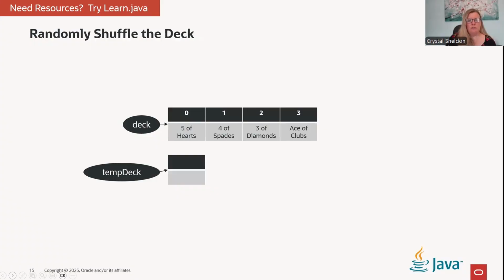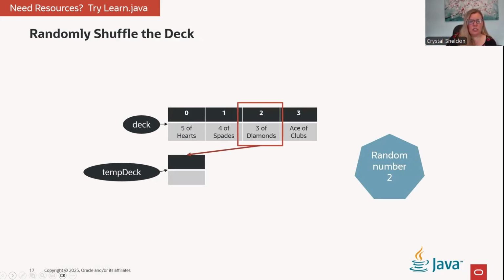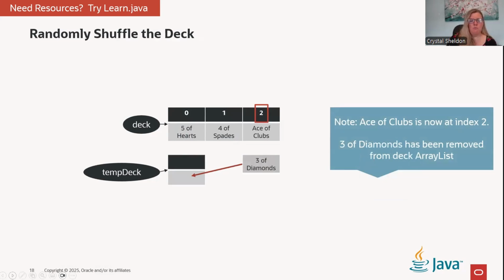Let's start with random shuffling. So the thought here is we have this deck of cards. I abbreviated it. I only put 4 cards in here just for this illustration, and a temporary deck. And say I draw a random number of 2. What I'm going to do is take the card at index 2 and move it, it was the 3 of diamonds.